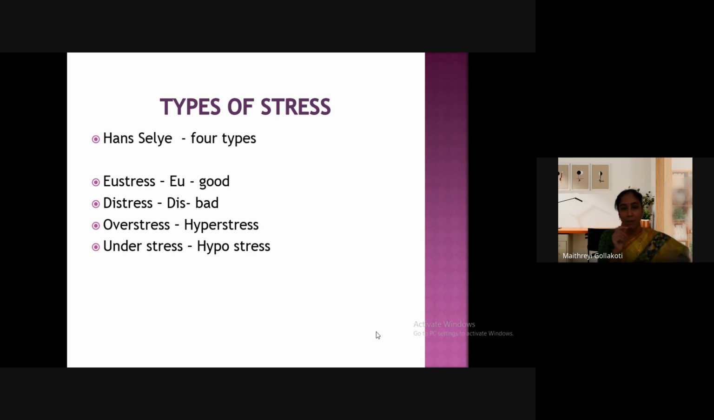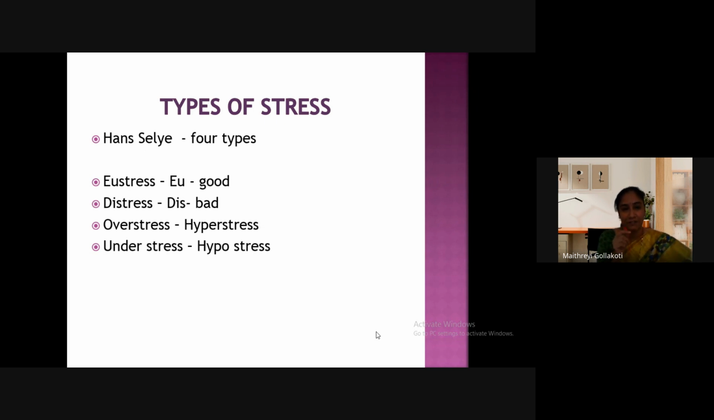Now the opposite of that is distress. Dis means bad. When you are distressed, you feel very sad, very depressed. Some people may feel suicidal. Some people don't want to see anyone. See, such things also happen, isn't it? So distress is the opposite of good stress.